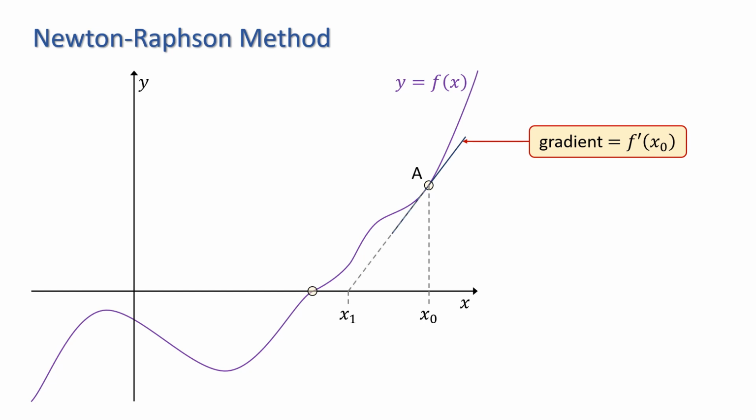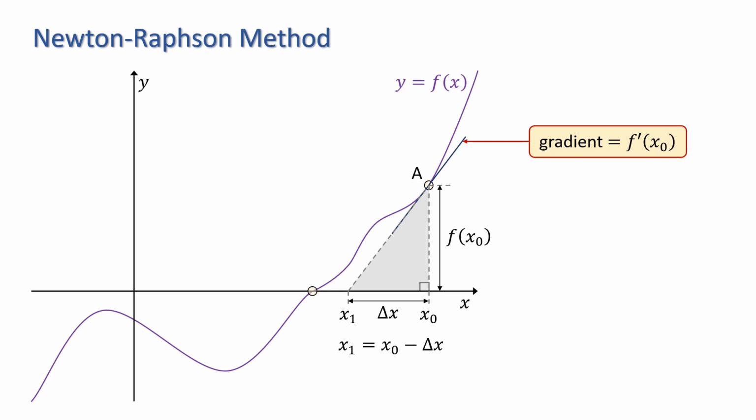The 2 points on the x-axis and the point on the curve form a right-angled triangle, shown shaded in grey here. The height of this triangle is of course the function value f of x0. Let us denote the distance between x0 and x1 as delta x. Then x1 can be written x0 minus delta x.